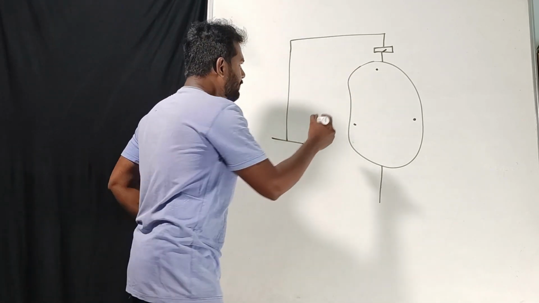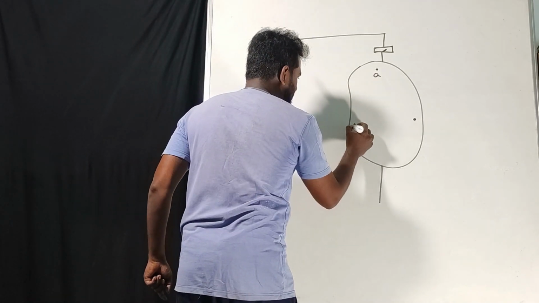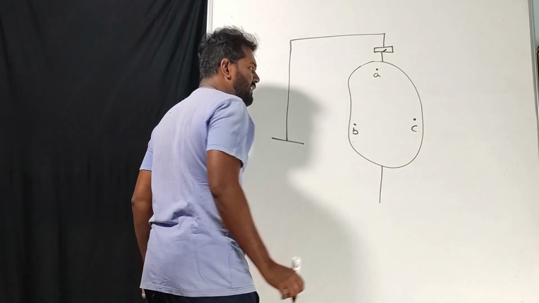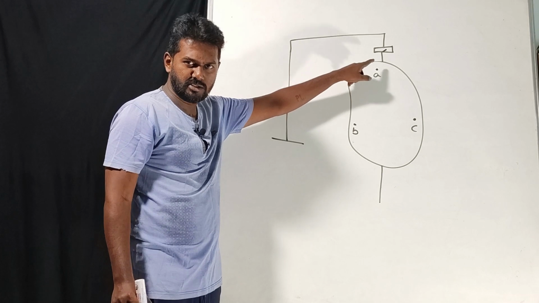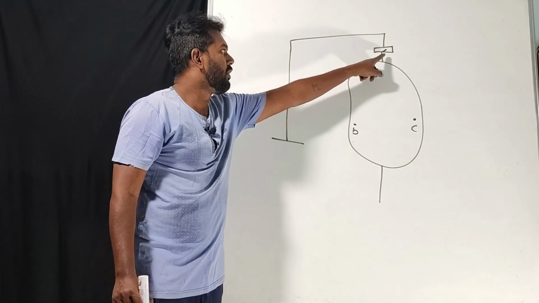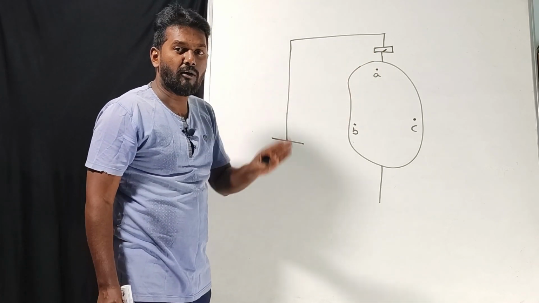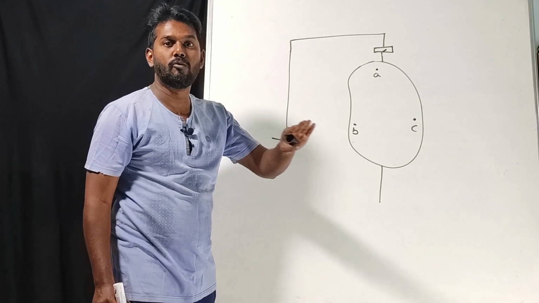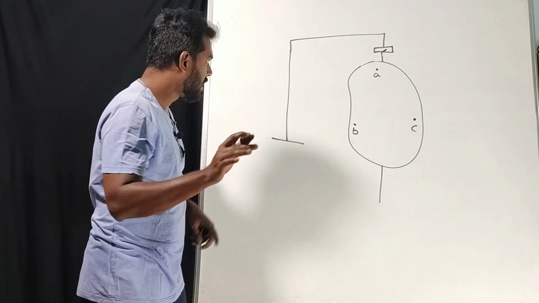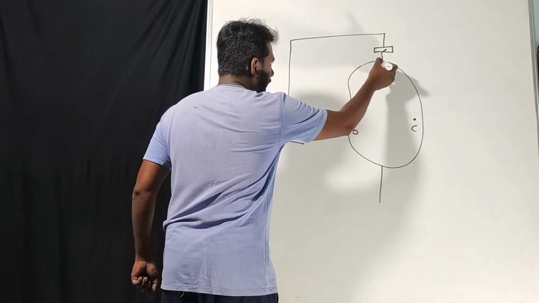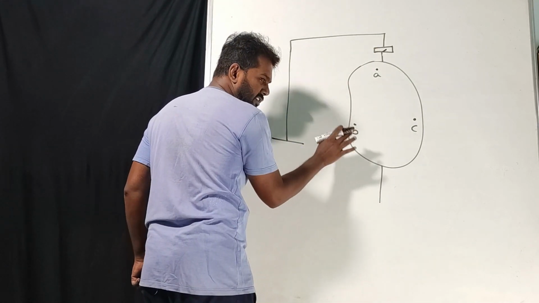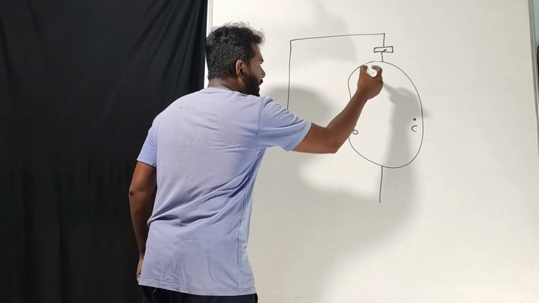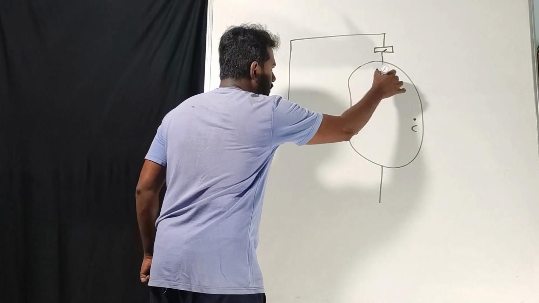You can take this hole as A, this hole as B and this hole as C. Now we are attaching this hole A to this hook, and you have to make sure this is not moving, it should be stationary. Now we have to compare this string, the string which is on the back side of this object, and we have to draw a line.